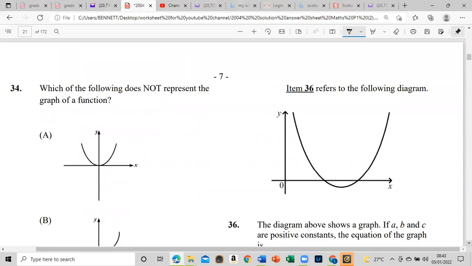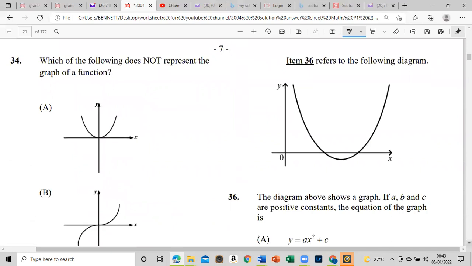Which of the following does not represent a function?